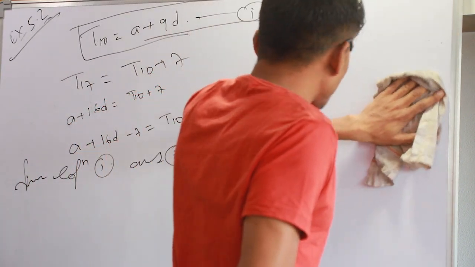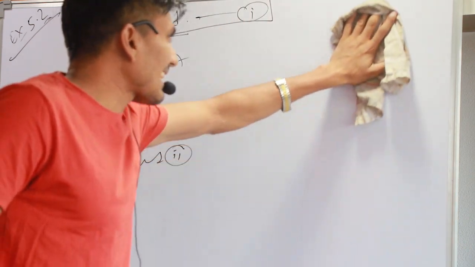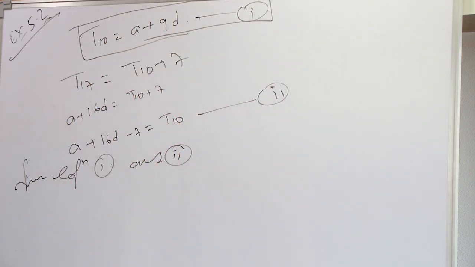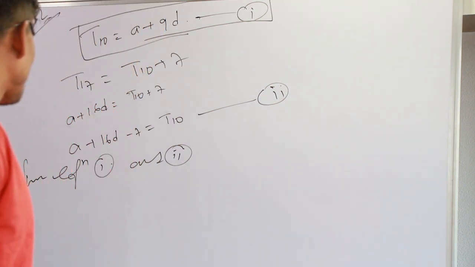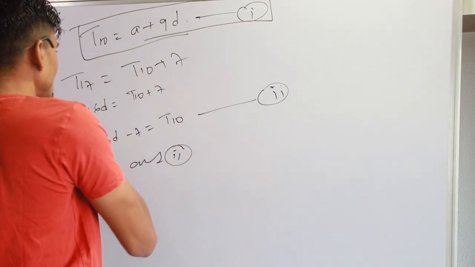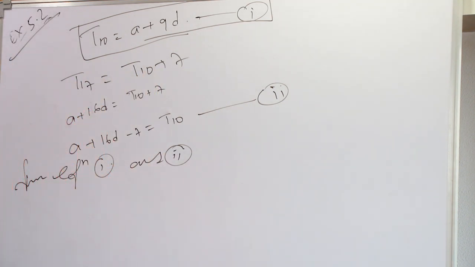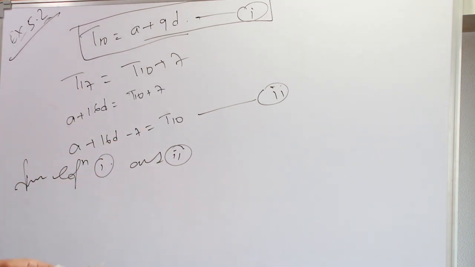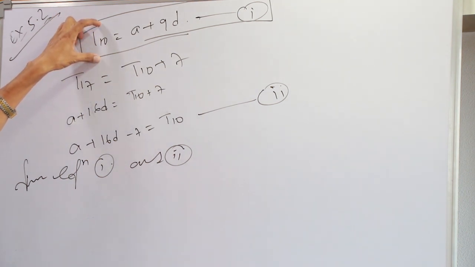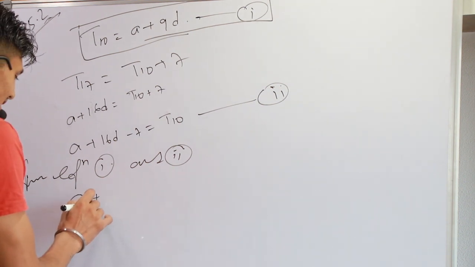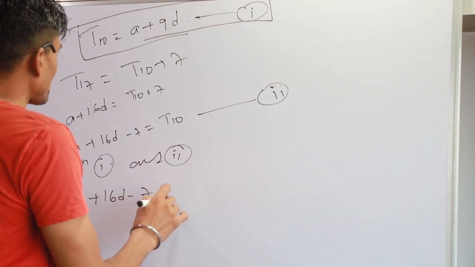And in the question they are telling that the 17th term exceeds the 10th term by 7. The 17th term of the given AP is 7 more than the 10th term. So we write T17 is equal to T10 plus 7. And here, the value of T10 becomes T17 minus 7. So T17 is A plus 16D minus 7. Now both are the value of T10, so we equate both of them.